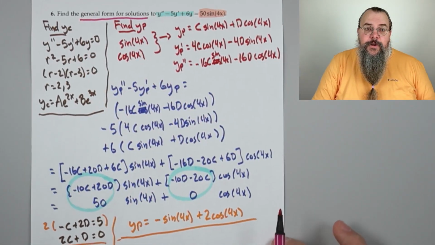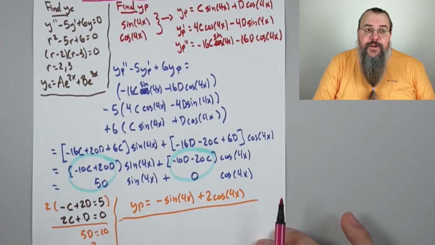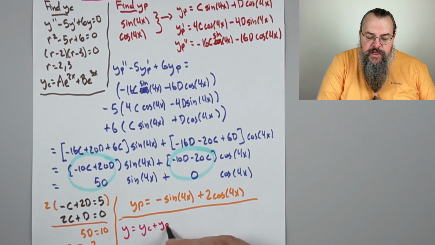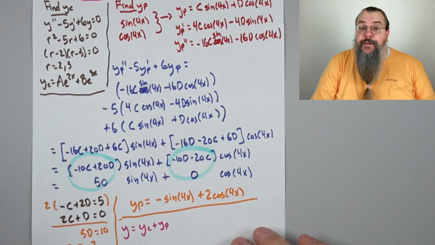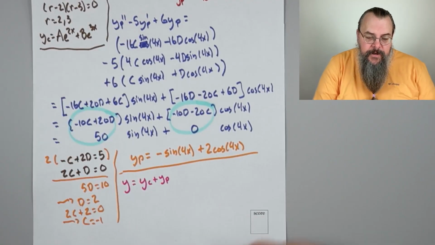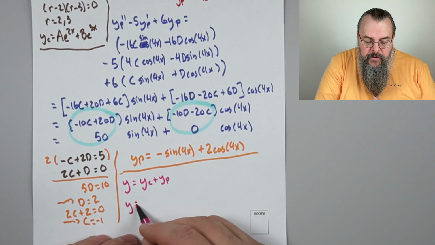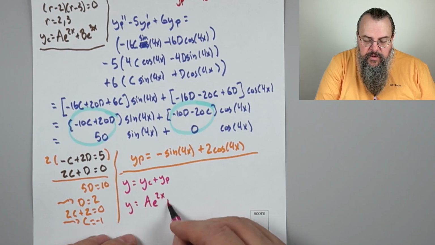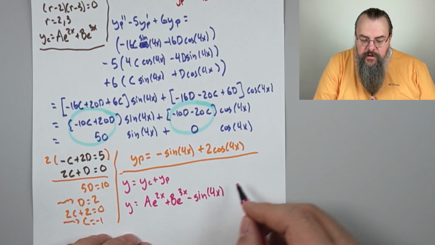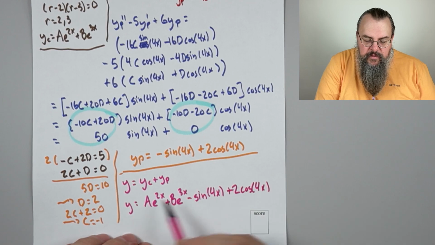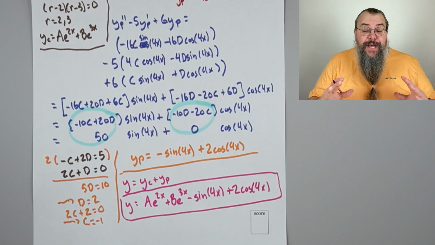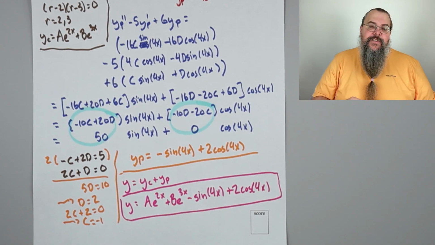How do you find that? Well, the answer is you combine the two. In particular, we're after y is yc plus yp. So we just need to add these two, and that's the general form, and we're done. So let's just put them together. We have that y looks like a e to the 2x plus b e to the 3x minus sine of 4x plus 2 cosine 4x. And that's the general solution. We filled out the page, but we stayed on it.